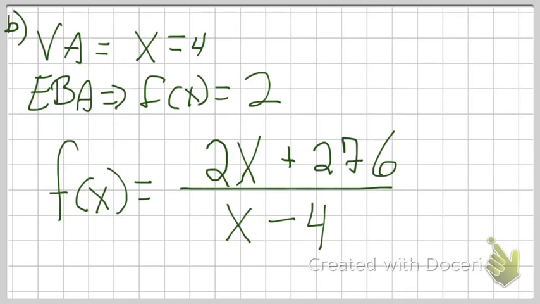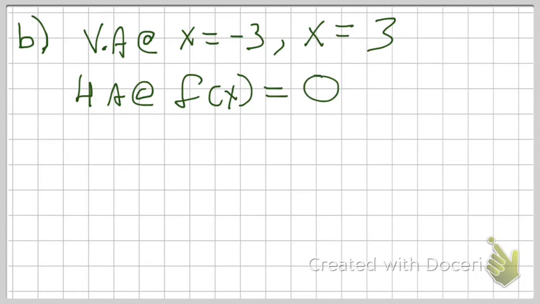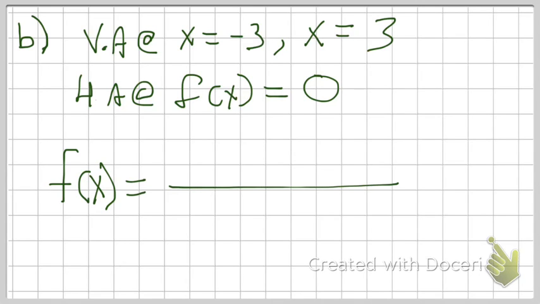Now, the other part B that you were supposed to do was we wanted vertical asymptotes at x equals -3 and x equals 3, and a horizontal asymptote at f of x equals 0. So, to take care of the vertical asymptotes, I want x plus 3 and x minus 3 in the denominator.